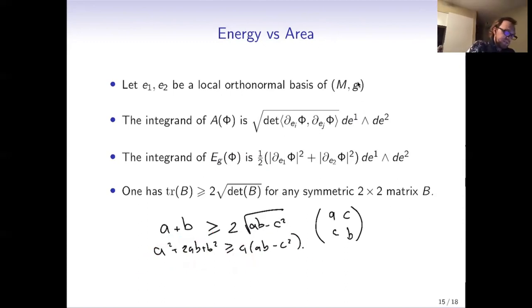The one thing that I want to emphasize here is that you have equality if and only if a equals b, so the left-hand side is 0, and c equals 0, so the right-hand side is 0. This exactly means that phi is conformal. So you'll have that the pullback metric is a times the identity matrix, corresponding to the fact that e1, e2 is an orthonormal basis.